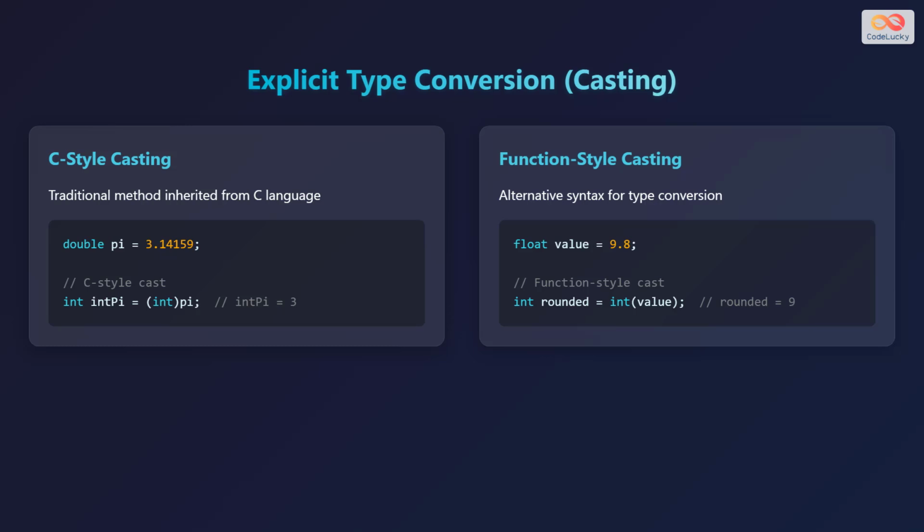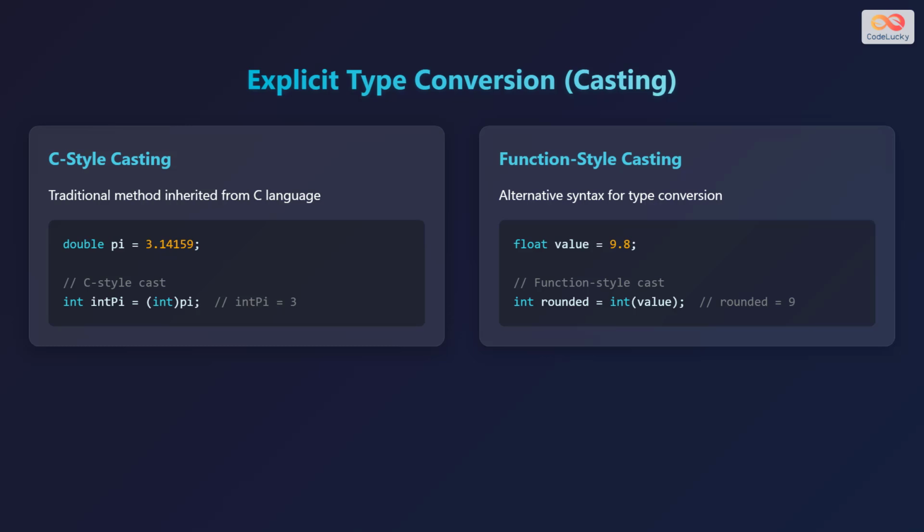Now let's explore explicit type conversion, also known as casting. This involves manually converting a value from one type to another using casting operators. There are a few ways to do this. First, we have C-style casting, which is a traditional method inherited from the C language. For example, consider the code.